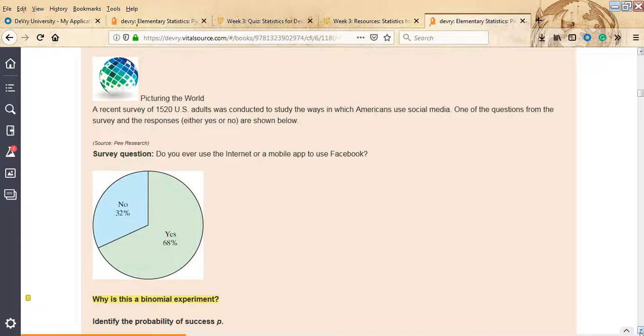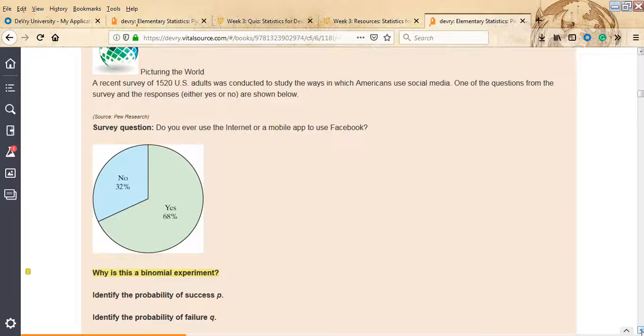And then it says, why is this a binomial experiment? I don't think it's a binomial experiment. They're saying that it is, but I don't think that it is, because you don't have the empirical probabilities yet. This is establishing the empirical probabilities. So from this, we could do a binomial experiment, but I don't think that this, just by the way it's presented right here, in fact, is a binomial experiment.